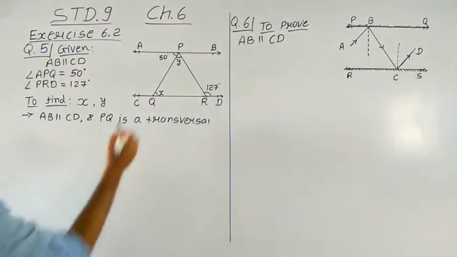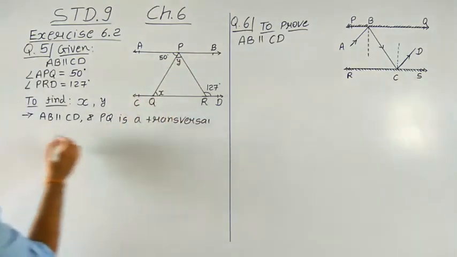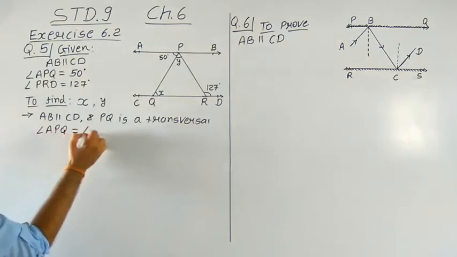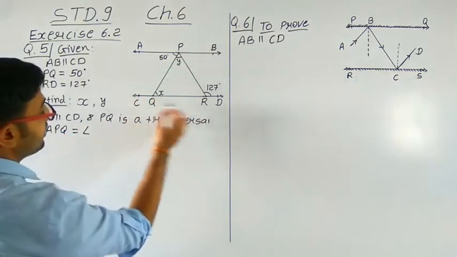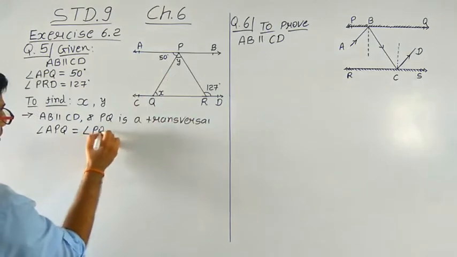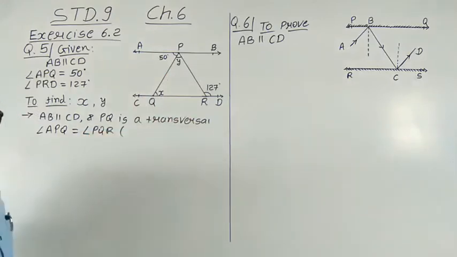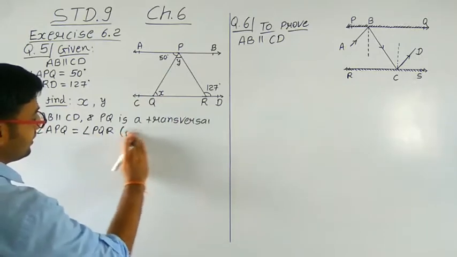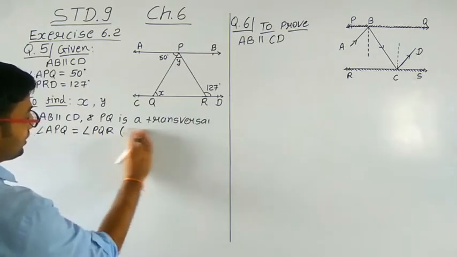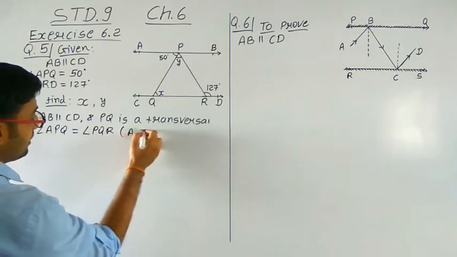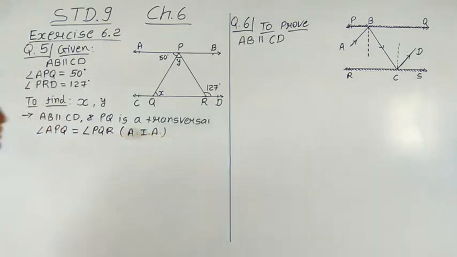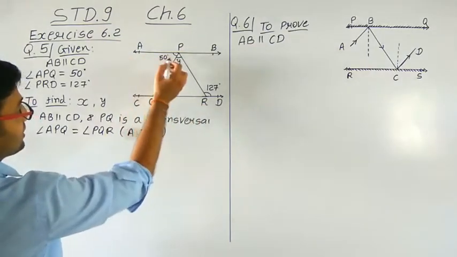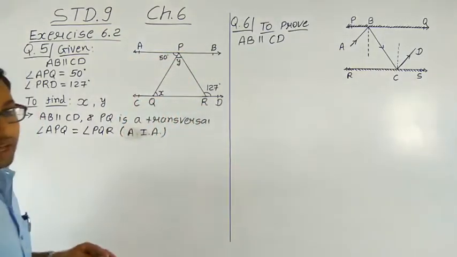transversal. So we can see that here angle APQ will become equal to angle PQR. Why? Because of alternate interior angle. These two angles are what? Alternate interior angles. Right? Because the Z is formed here. See. Right? So this angle and this x both are equal.